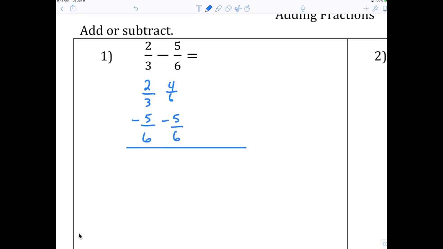Now double check your work and see if you got -1/6. Now, if you didn't get -1/6, make yourself a note. Don't just change it. Try to figure out where you made your mistake. If you forgot the negative, say, hey, just don't forget the negative. Make yourself a note.